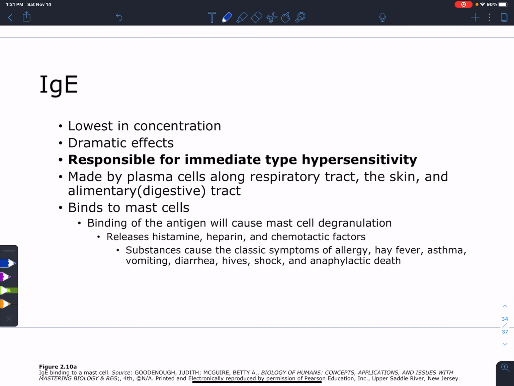Okay, IgE. We're still learning things about it, but what we know for sure is it has a huge response in hypersensitivity reactions. What hypersensitivity reactions lead to is anaphylactic shock, which is bad news, okay? Which can lead to death. So IgE is maybe the lowest concentration, but it has some dramatic effects.